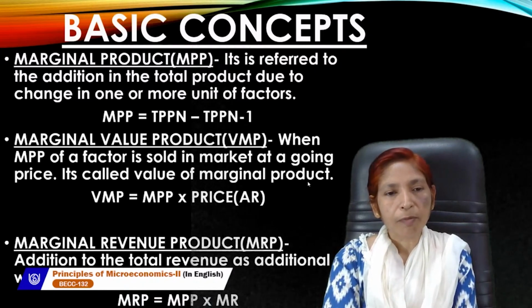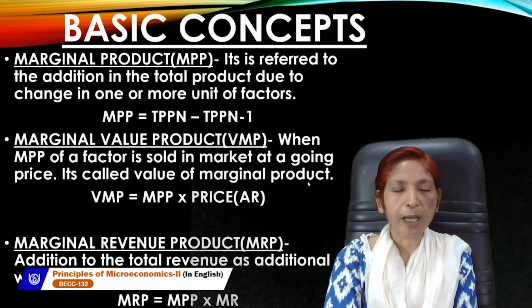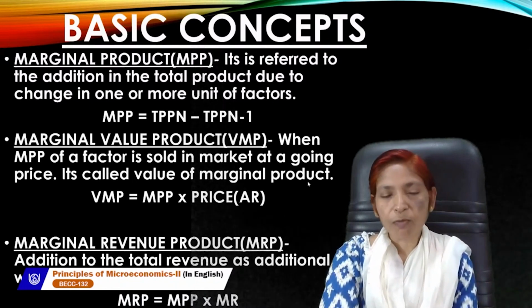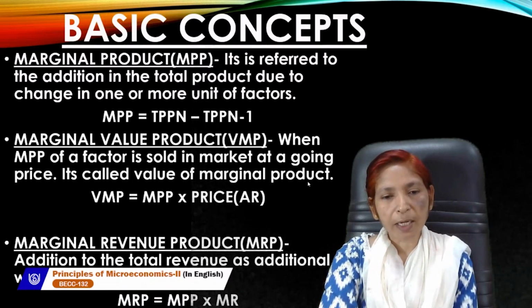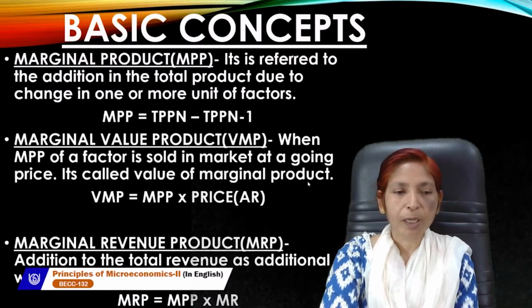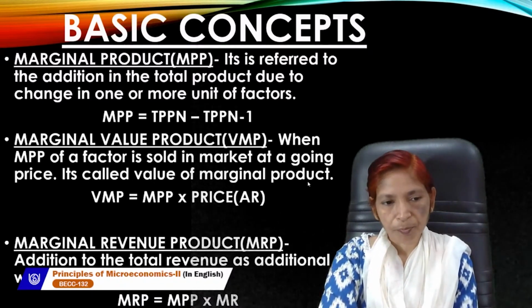Marginal value product can be calculated with the help of MPP. If we multiply marginal physical product by price, price is equivalent to the AR curve, because AR is always equal to price. If MPP is multiplied by AR, then we get VMP, or value of marginal product.